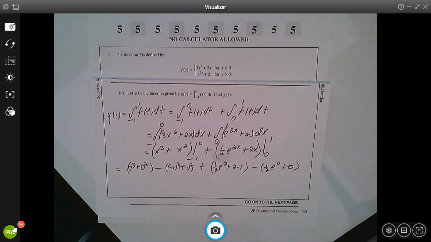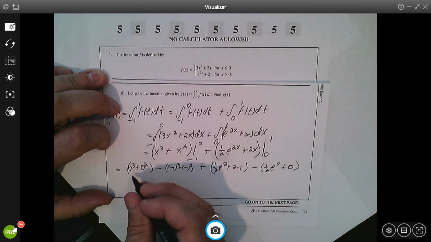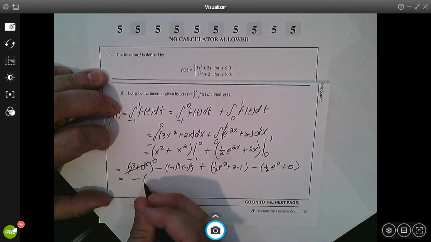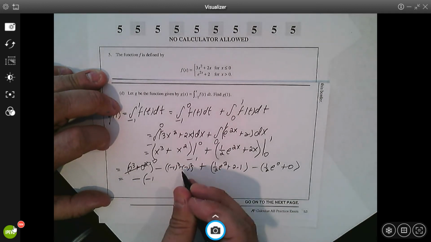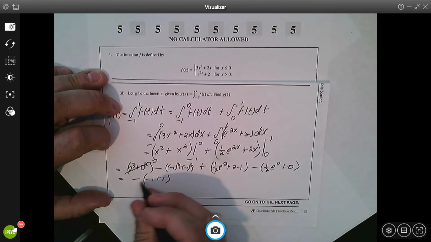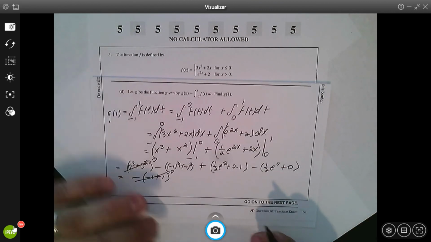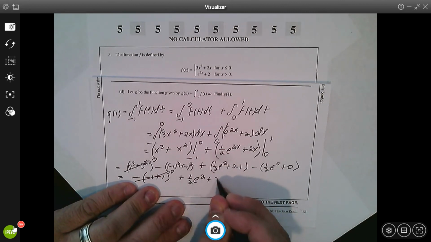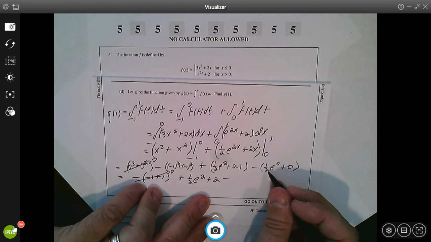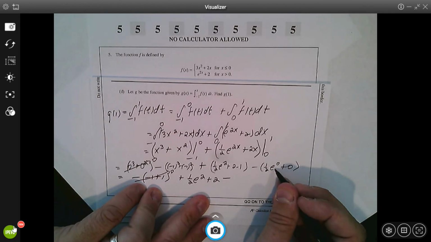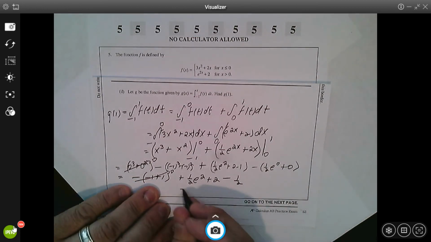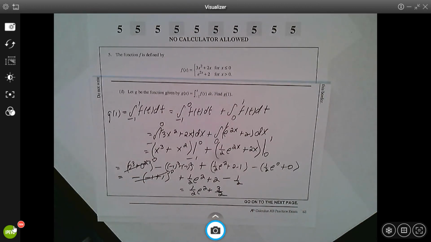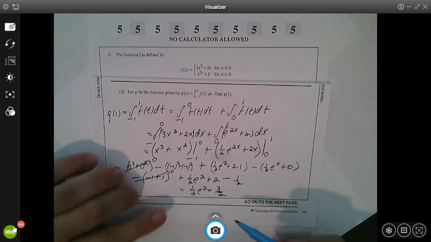If you want a little bit of practice with simplification, let's do it. 0 cubed plus 0 squared is 0. So we have the negative of negative 1 cubed is negative 1. Negative 1 squared is 1. Oh, good news. That's 0 as well. We've got plus 1/2 e squared plus 2 minus 1/2 e to the 0. E to the 0 is 1. So minus 1/2. Simplify further. 1/2 e squared plus 3/2. There is no need to simplify.